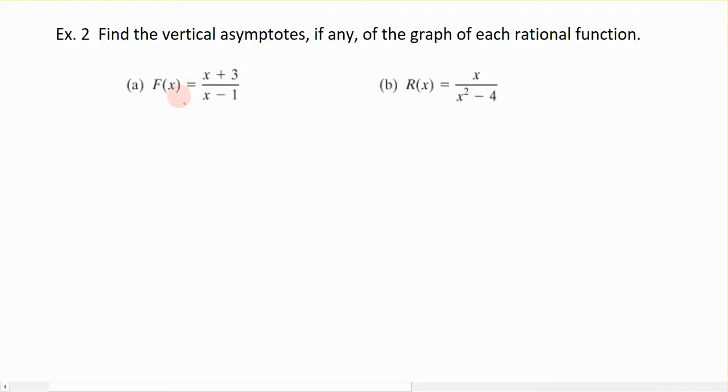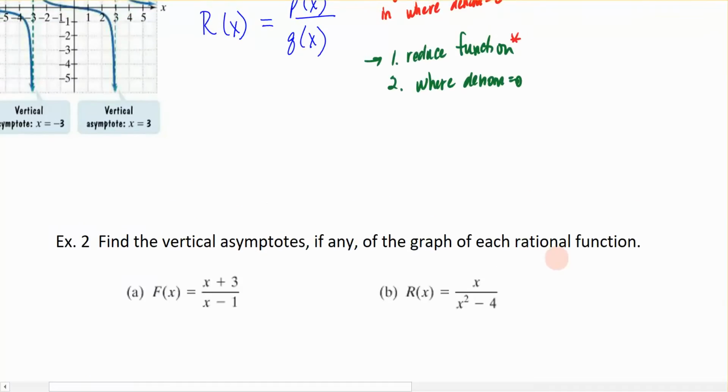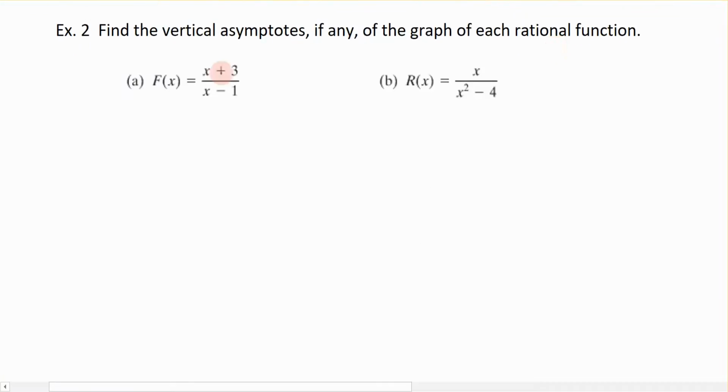The first one is this one right here. f of x is equal to x plus 3 divided by x minus 1. Now, if I'm being asked to reduce my function, that would entail me factoring both the numerator and the denominator. This rational function is already as factored as it can be, so I cannot reduce it any further.